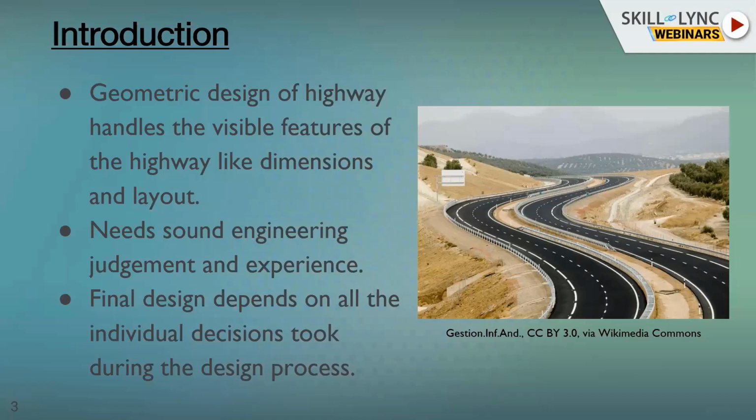In geometric design, we focus mainly on the dimensions of the road geometry. It means we have to fit our road in the available land. So you cannot go everywhere you want. You cannot take the alignment whichever way you want.